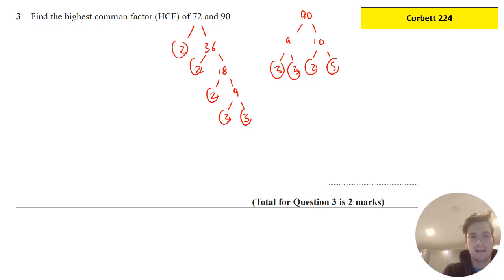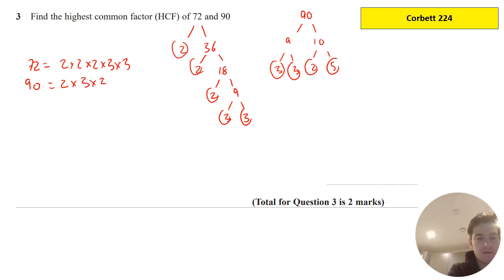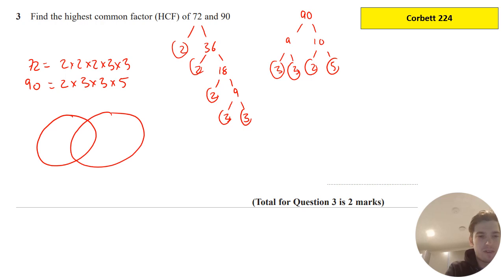Okay, so let's write these out. 72 was 2 times 2 times 2 times 3 times 3. 90 was 2 times 3 times 3 times 5. And I'll do my Venn diagram. So 72 here, 90 here.